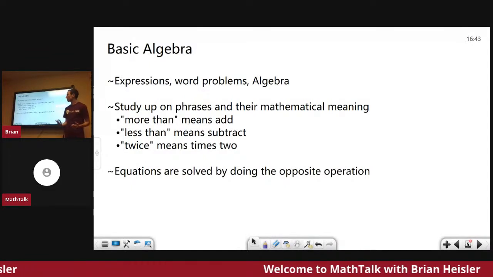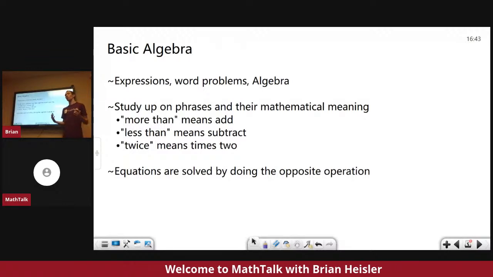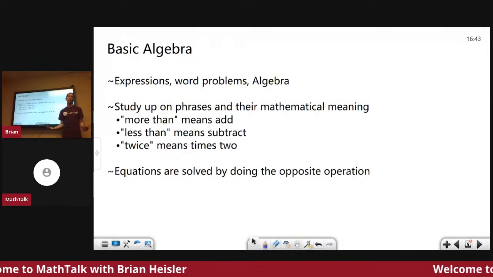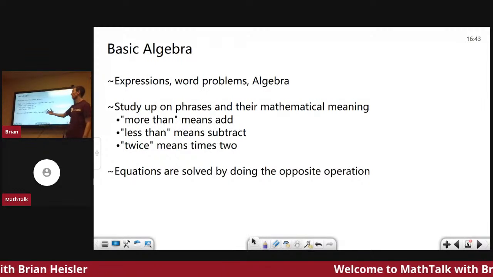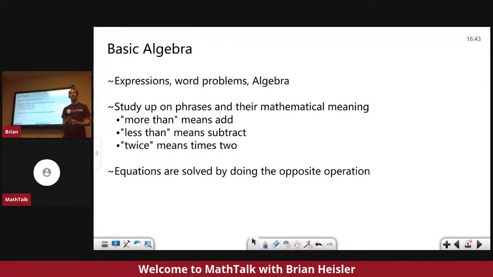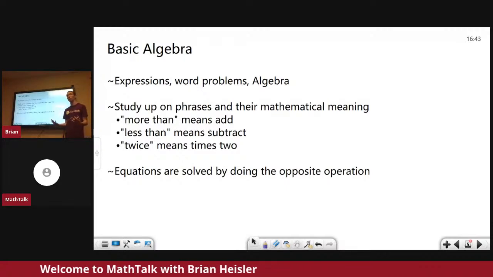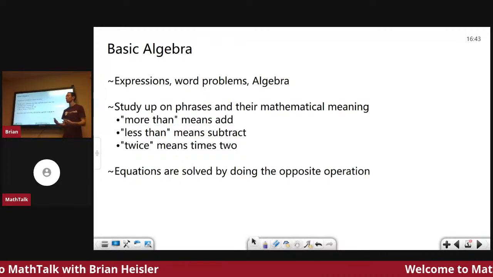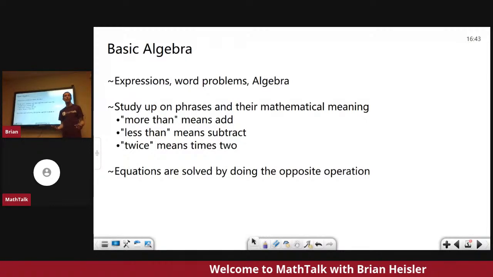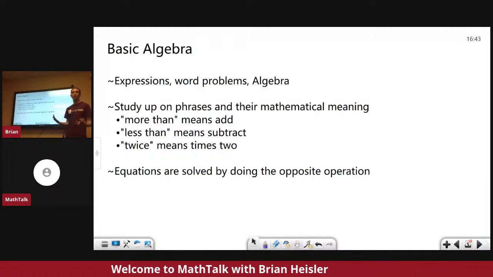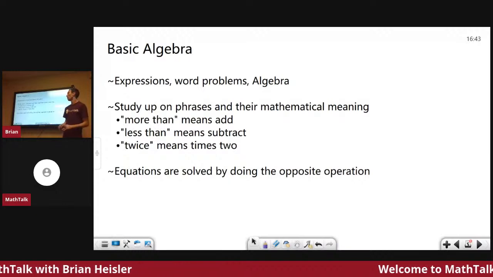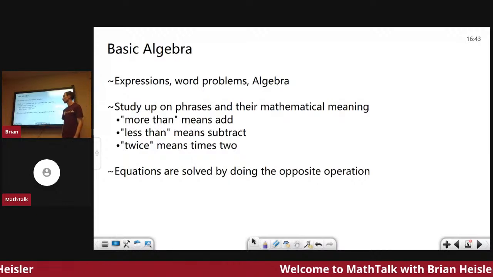When I look at expressions, what I really mean by that is, when you have a bunch of words that are put together and you're asked to write it in letters and numbers. So if you see things like more than, when you see the phrase more than, it means add. 3 more than a number is 3 plus a number, 3 plus x, x plus 3. When you see less than, that means to subtract. It's the opposite. So 5 less than twice a number. That means 2x minus 5. And then common phrases I've seen is twice.